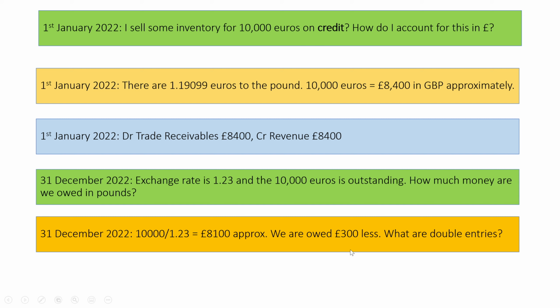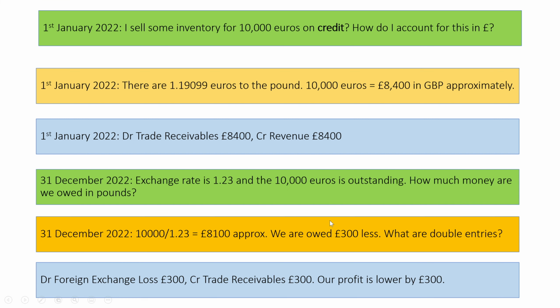What are the double entries this time? Okay, so we're not owed the same amount of money, unfortunately. We're going to have less cash flow coming into the business. Well, so we credit trade receivables 300 because the amount of money we're owed has gone down, and the debit goes to a P&L account called foreign exchange loss, £300. So our profit is lower by £300. Okay, so I just want to emphasize this is not a cash flow movement. This is just an accounting movement.